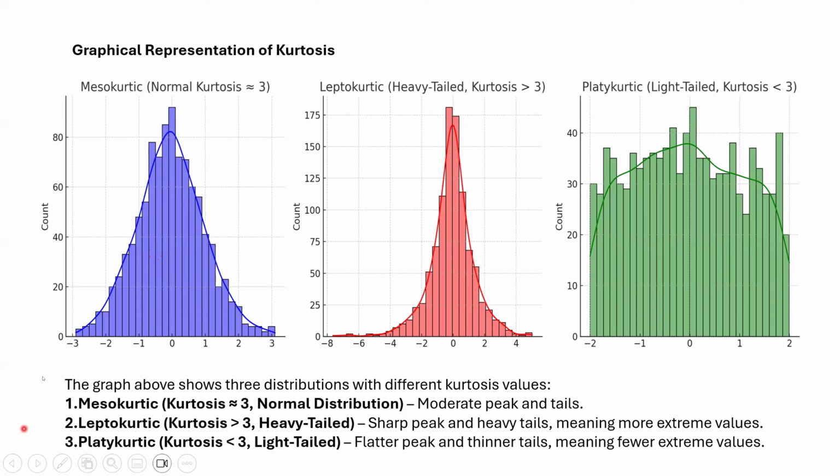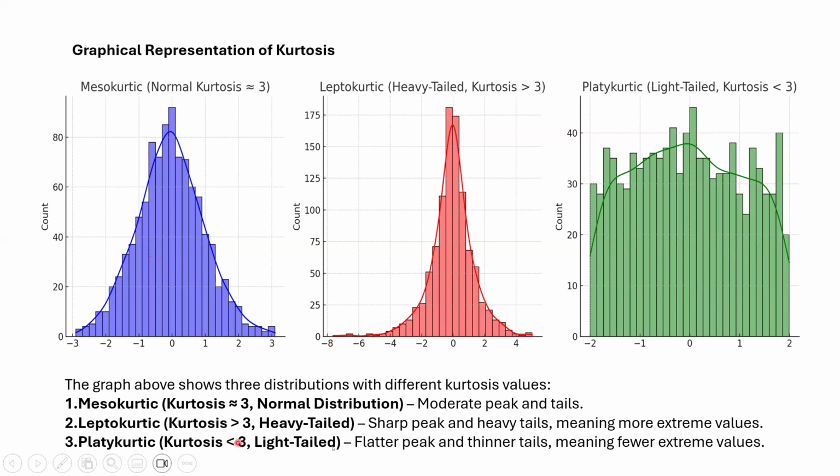Now, if you see leptokurtic, where the kurtosis is greater than 3, see this. It's a very sharp kind of peak. Can you see the difference? It's like a normal curve, but here it's going up like a tower. So you see a sharp peak and heavy tails. The tails are going out to the sides, meaning more extreme values.